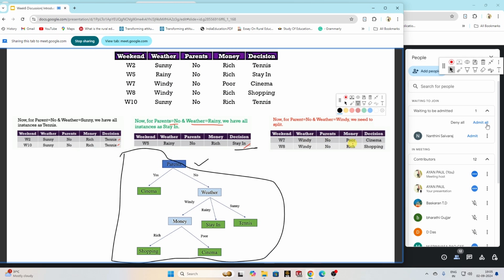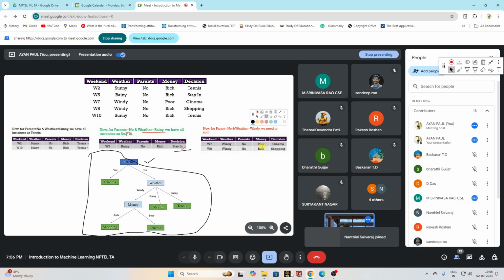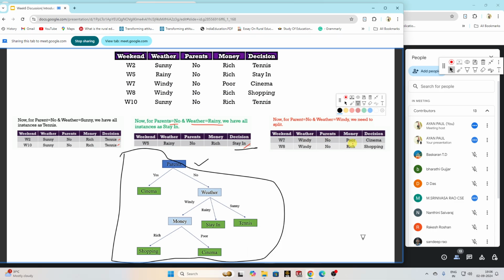So any doubt in this? Any doubt in how we have created the tree? Any step, any doubt? Similarly, we can try for this information gain also, sir? Yeah, exactly the same thing. You will get the same output, you will get the same decision tree, only your calculation will be different.